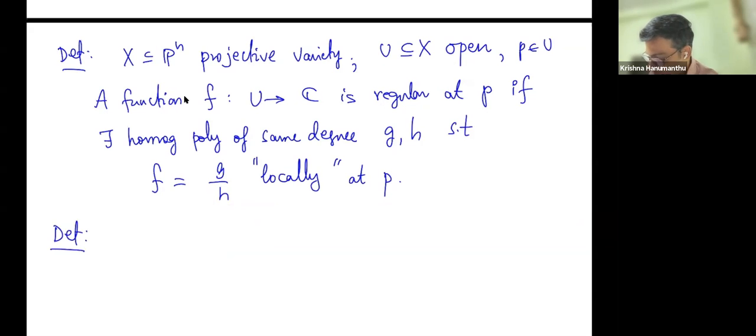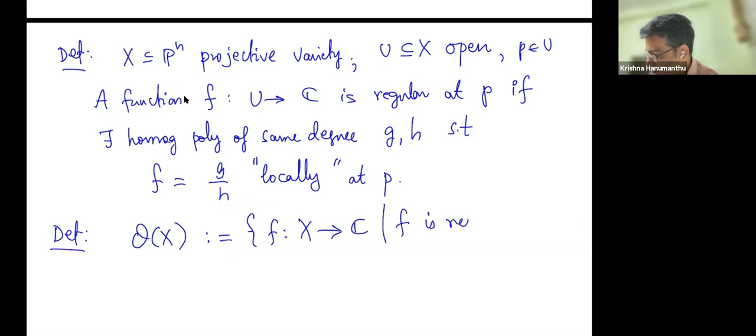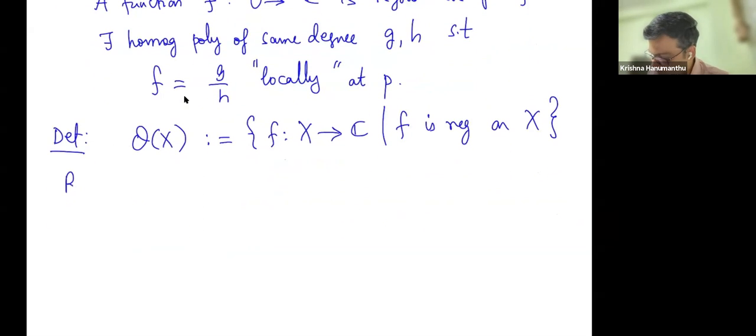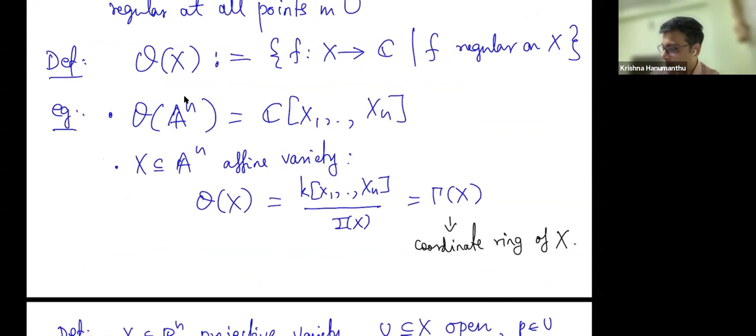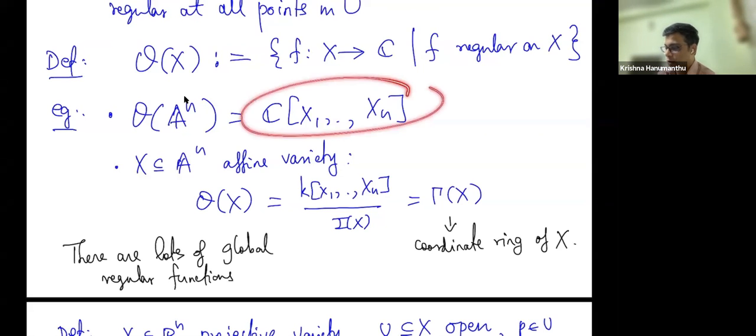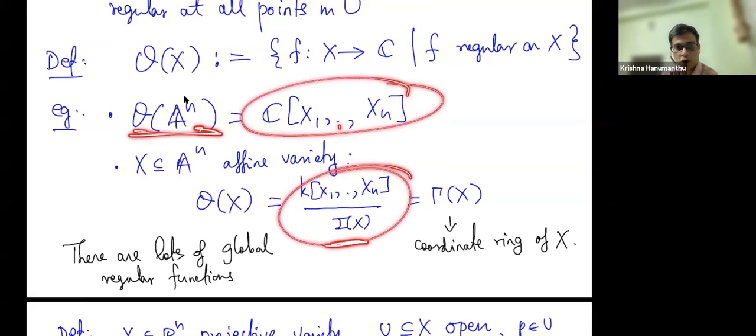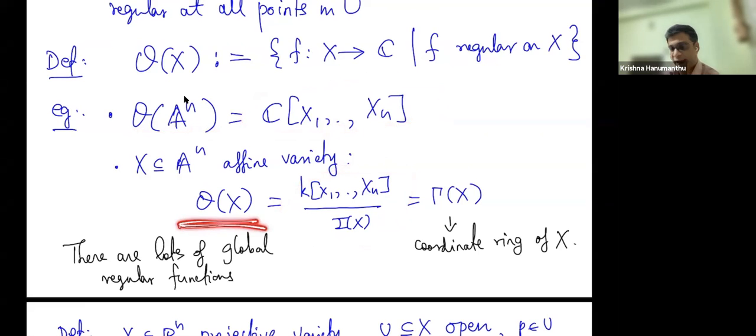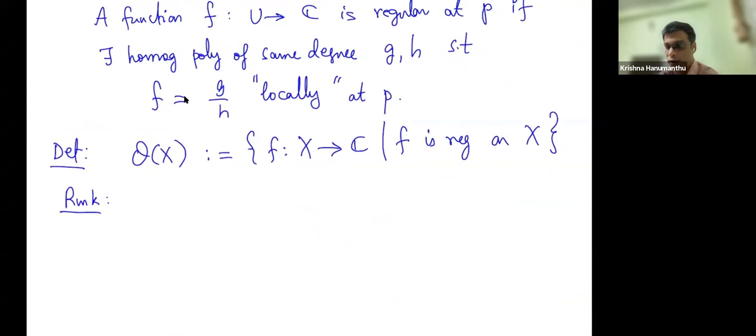And as before, we have what is called O of X, the regular functions at every point. And now this is really the first, at least in the way I'm talking about it, fundamental difference between projective and affine varieties. In the affine variety case, think of it like this, there are lots of global regular functions, because any element of this is a regular function on affine space. And more generally, any element of the coordinate ring is a global regular function on X, any affine variety. That's not the case for projective varieties.